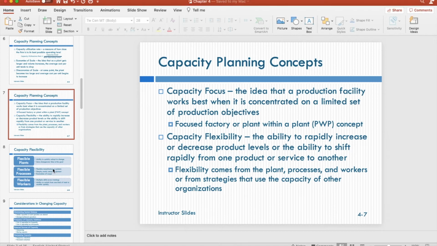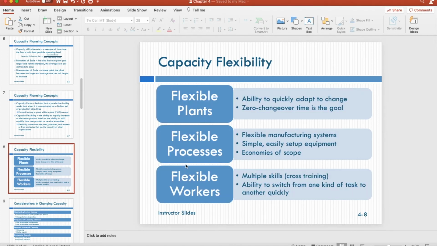As we already saw, for capacity management we have three different general types: the facilities, the equipment, and the labor or workforce. So when we talk about capacity flexibility, we also separate it into three general types, which are called flexible plants, flexible processes, and flexible workers. What are the flexible plants?